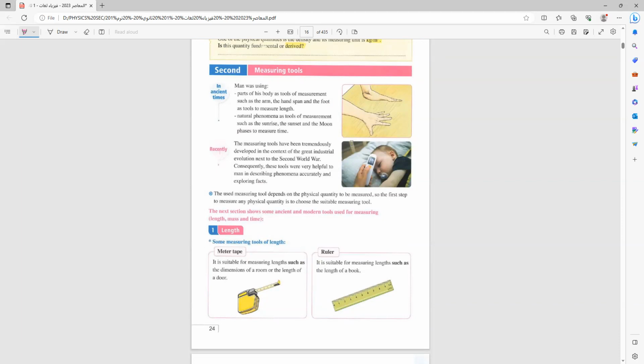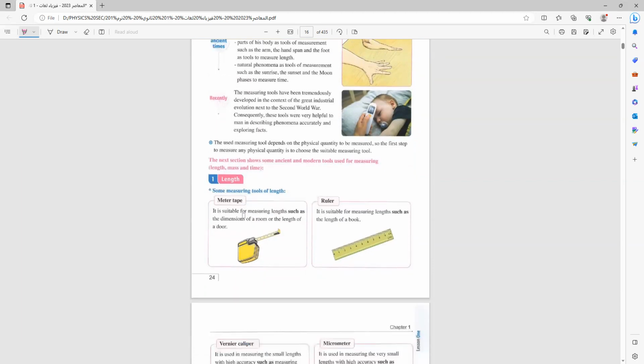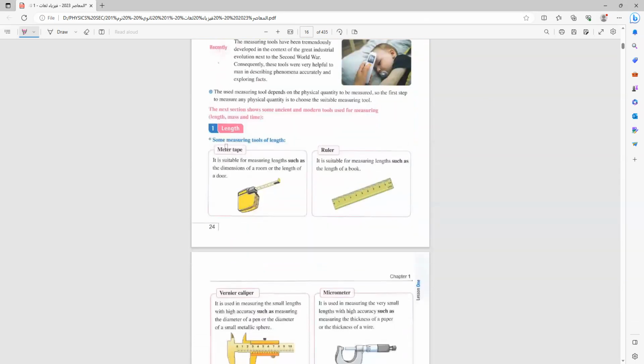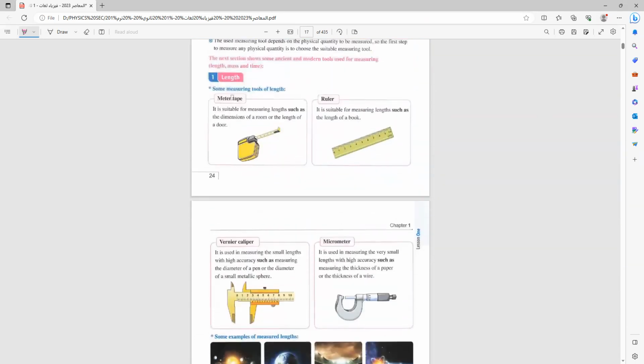We will take some physical quantities and their measuring units as examples. Let's start with length. Length has 4 measuring tools: meter tape, ruler, Vernier caliper, and the micrometer. All of these measure the length, but each one of them has its own use.